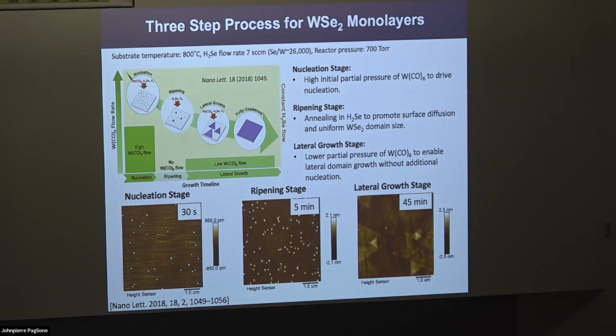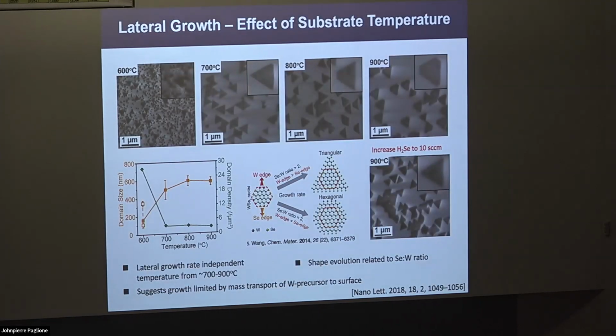So there are lots of improvements in this field. And it turns out that you have the same issues that I talked about in the powder case in terms of the domain shape. Here's a series of SEM images as a function of temperature from 600 to 900 C. Plotted on the left is the domain size and the density of the domains. You'll see that between 700 and 900 C the domain size and density are not changing, right? This means that this is a mass transport limited growth, and what's being mass transport limited here is the tungsten precursor to the surface.